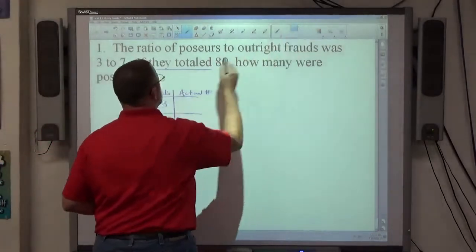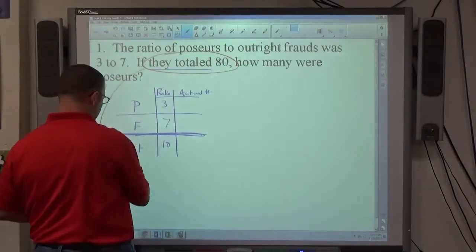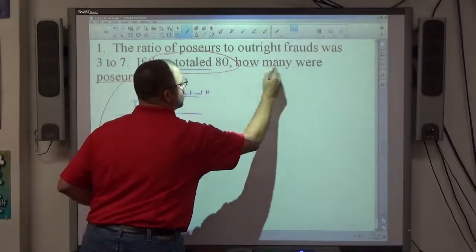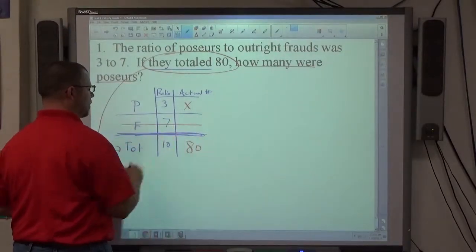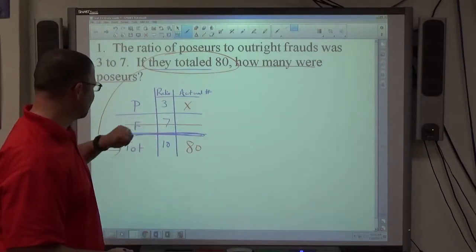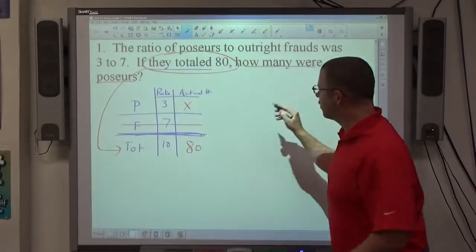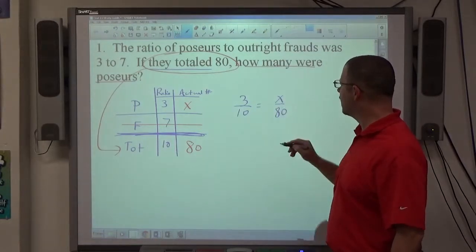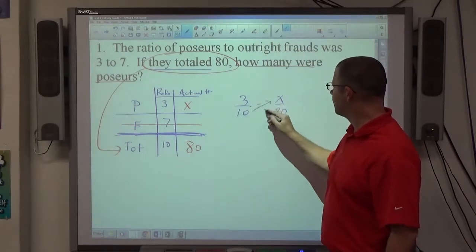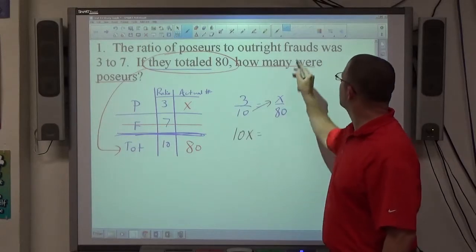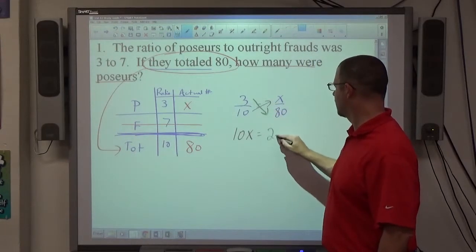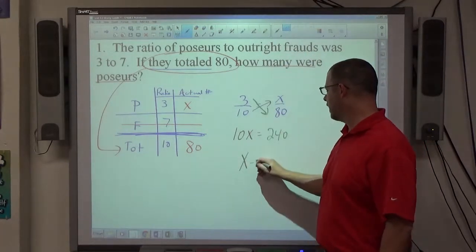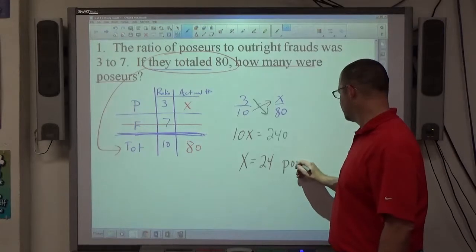They totaled 80 is giving me the actual number of people. How many were posers is the question, so we're looking for that. I'm going to cross out the fraud row now. That was necessary to get the 10, but at this point we don't need it. That just gets me the fraction 3 over 10 on the left side equals a fraction x over 80 on the right-hand side. Then we simply cross multiply. The product of 10 and x should equal the product of 3 and 80. And if 10x equals 240, we divide both sides by 10, and we get x equals 24 posers.